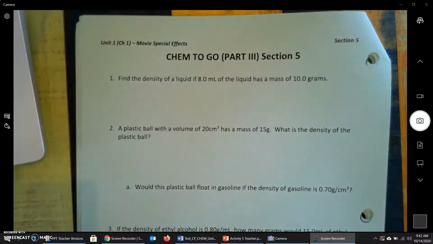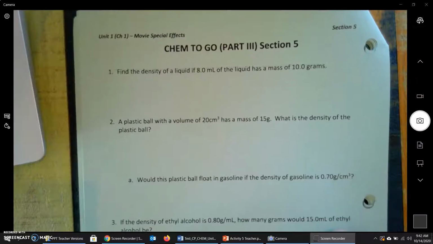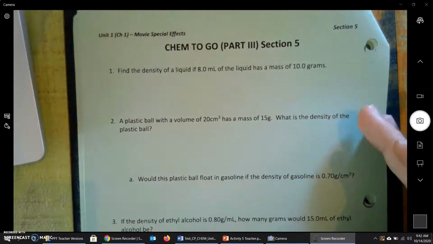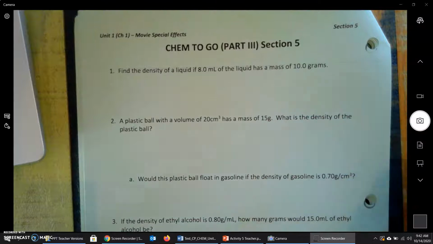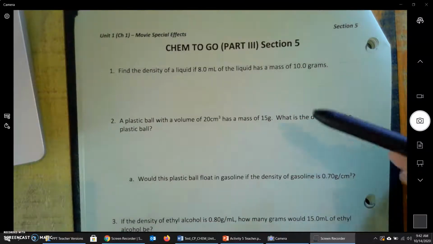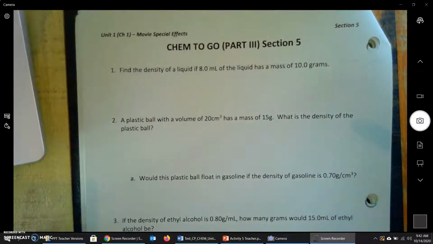At this point, we're going to be hopping into our Chem to Go Part 3, Section 5. Right, so you should be looking for these same problems. If you already have these done, awesome. That means you're ahead of schedule. You can check your work with me. If not, we're going to work through them together.